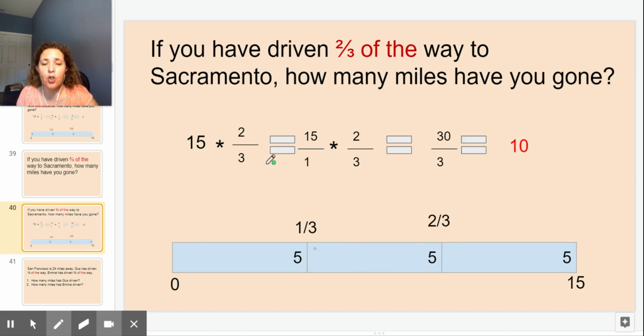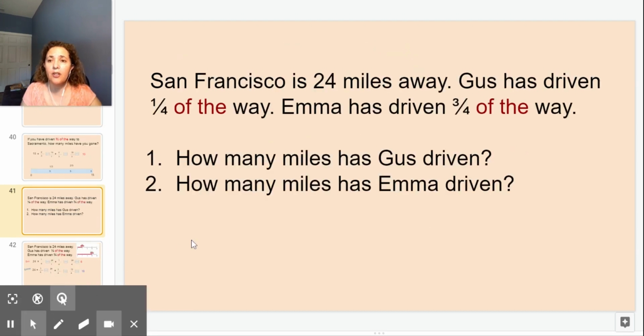You can draw the picture, you can do the math. I suggest doing the math because it's probably going to be more accurate than drawing the picture. You can make more mistakes that way. Okay, let's look at another one.